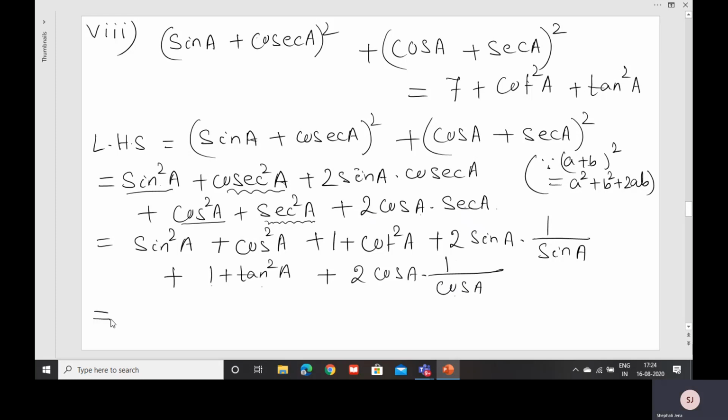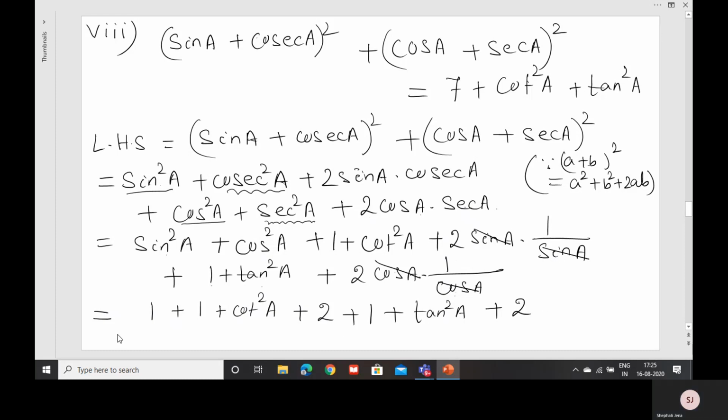Now we should evaluate: sin square A plus cos square A is 1. Then again 1 plus cot square A, whatever value we are getting, we should write. Plus, these 2 sin A into 1 by sin A: sin A is in numerator and denominator, so they got cancelled. So 2 ones are 2, plus another 1 you should write, then tan square A also you should write. Plus, this cos A and this cos A, one in numerator and one in denominator, will cancel each other.